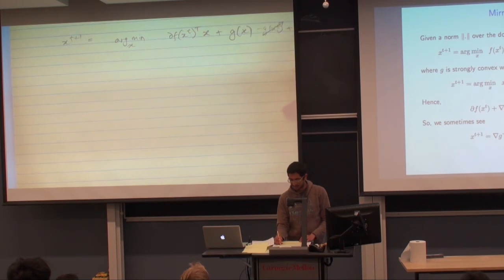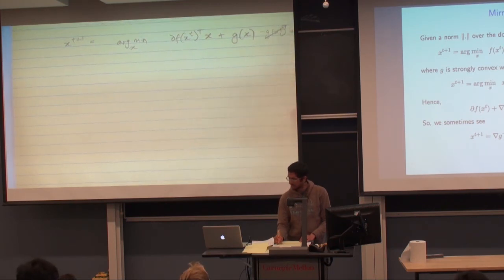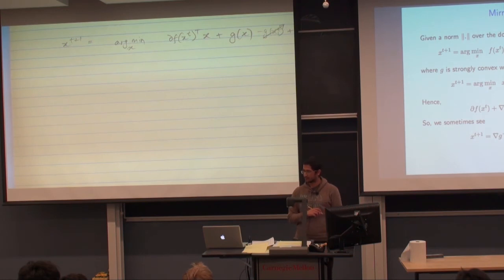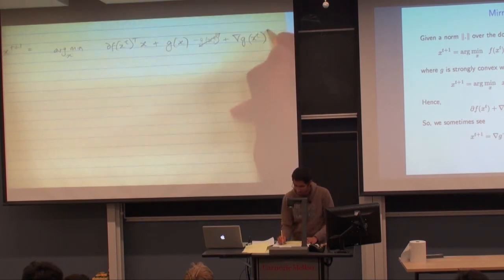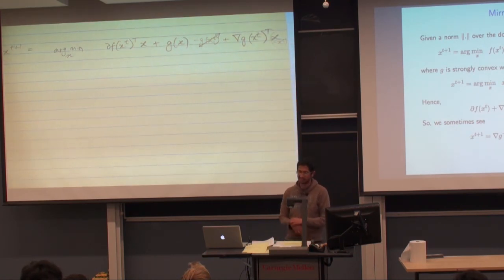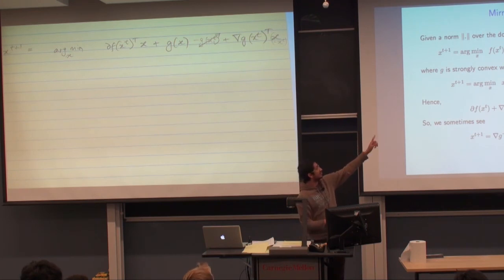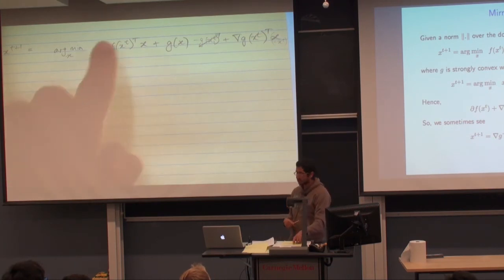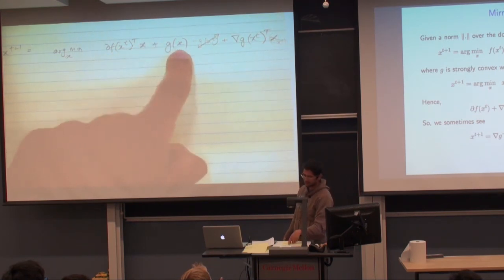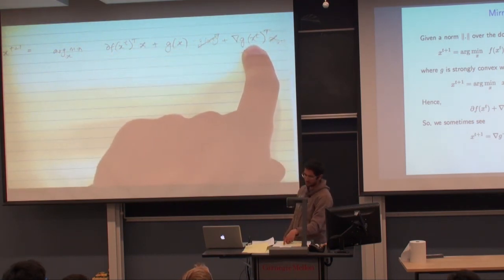And you have the gradient of g at xt times x minus xt, so transpose x. I can forget about the xt. All I've done is expand the term for the Bregman divergence and throw away terms that are independent of x. What I get is the second line that you can see. It's just the argmin over x of: one term which is the gradient of f at xt transpose x, another term which is g of x, and a third term which is minus the gradient of g at xt transpose x.